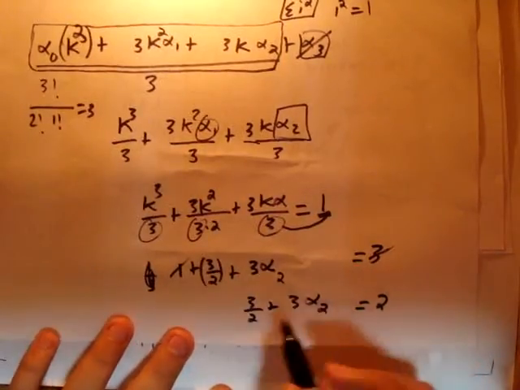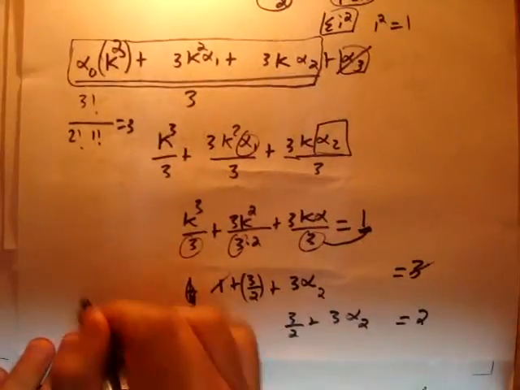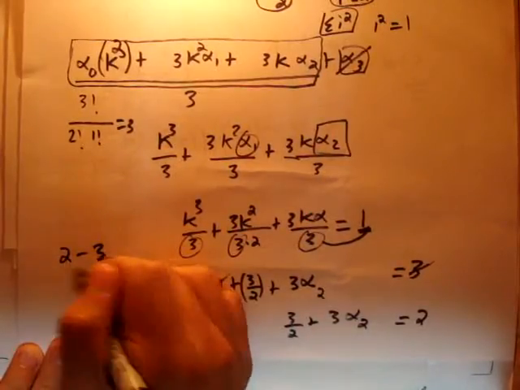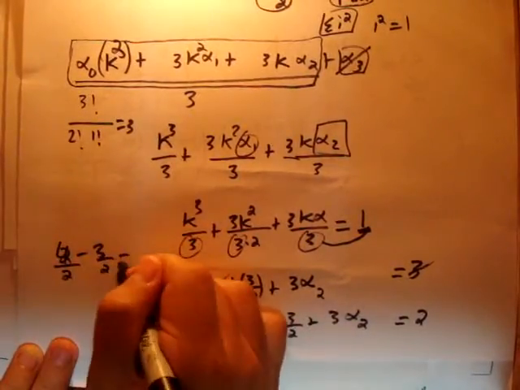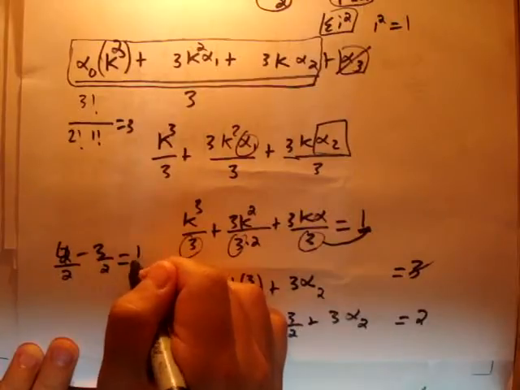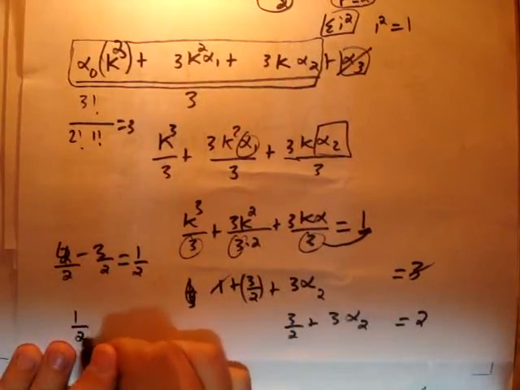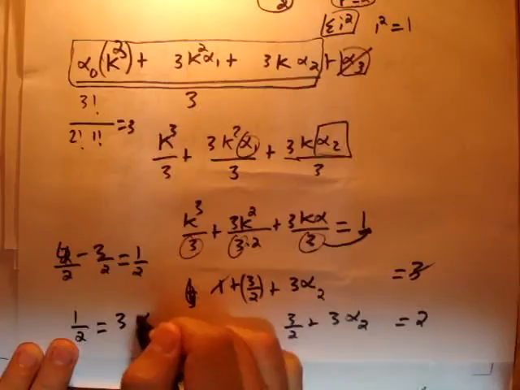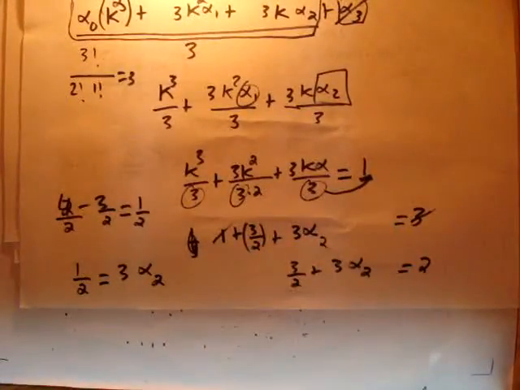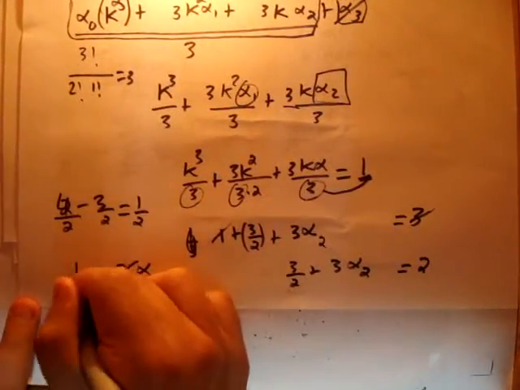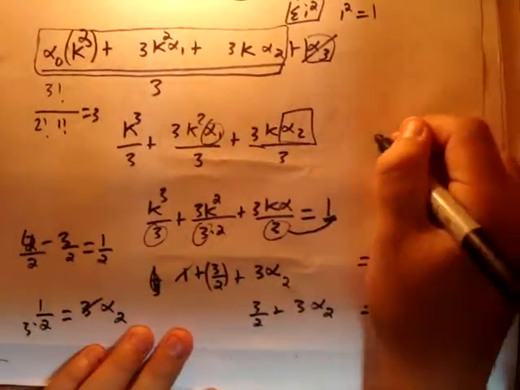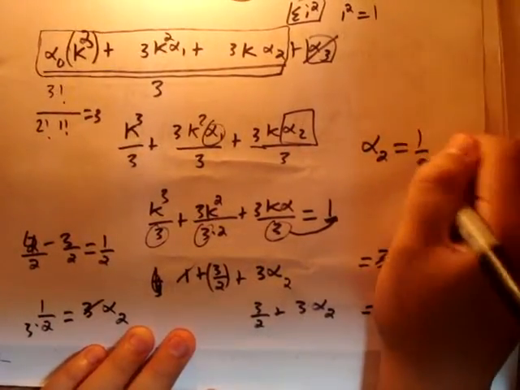Okay? So then isolate this. 2 minus 3 over 2, that gives you 1/2. So 1/2 equals 3 alpha 2. Okay? And simply divide by 3, and we're left with alpha 2 equals 1 over 6.